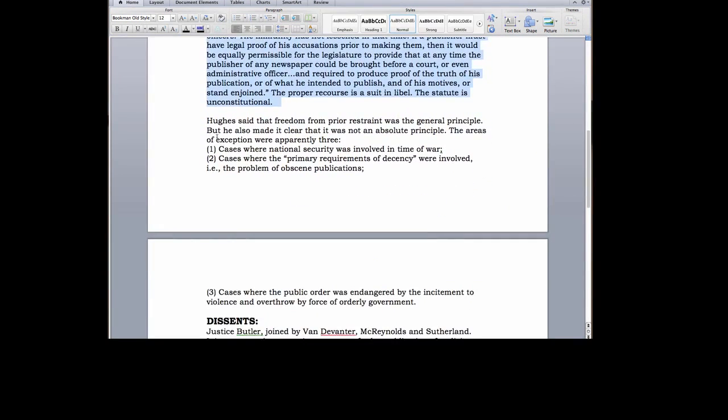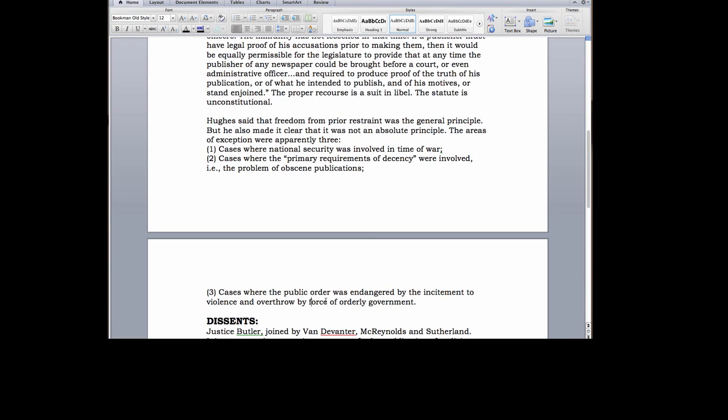And Justice Hughes also said, okay, in this case, we do in fact find that this is prior restraint. We find that the law is unconstitutional. But the justice goes on to say that there can be exceptions where prior restraint can be used: when national security was involved in time of war, where there are issues of decency, what is called obscenity and indecency, and also where public order was endangered by incitement to violence.